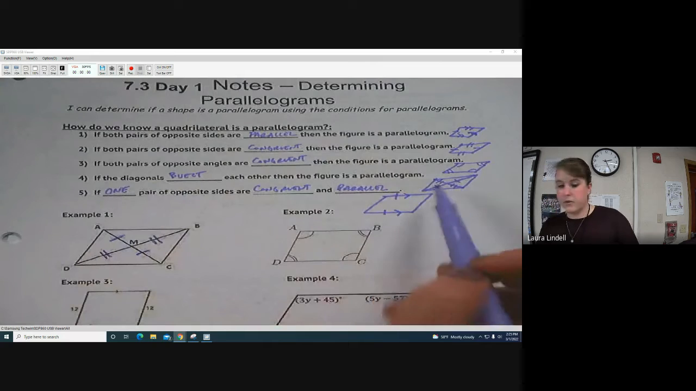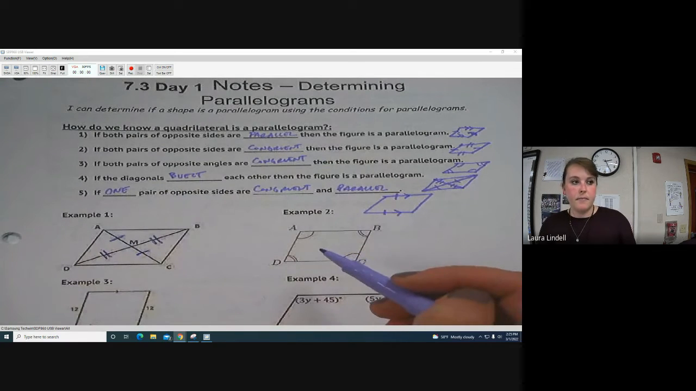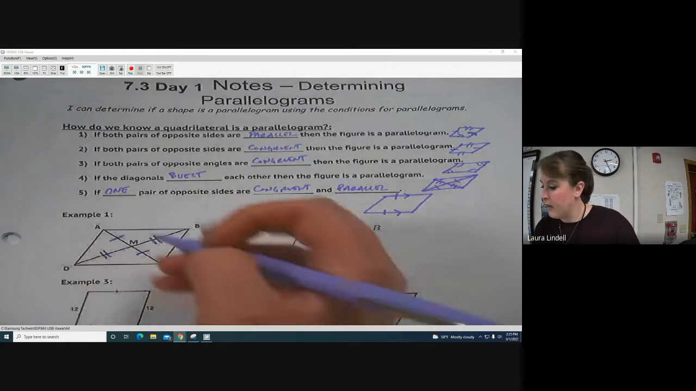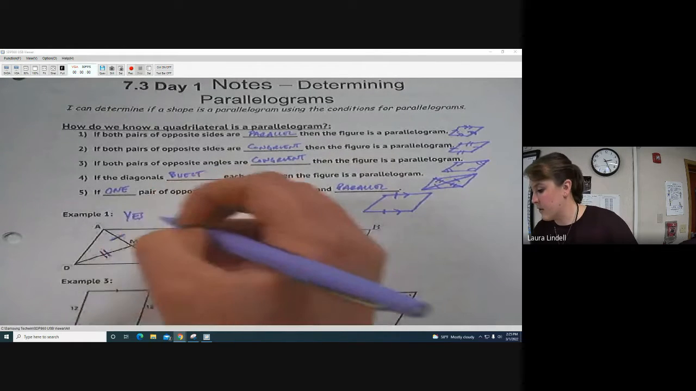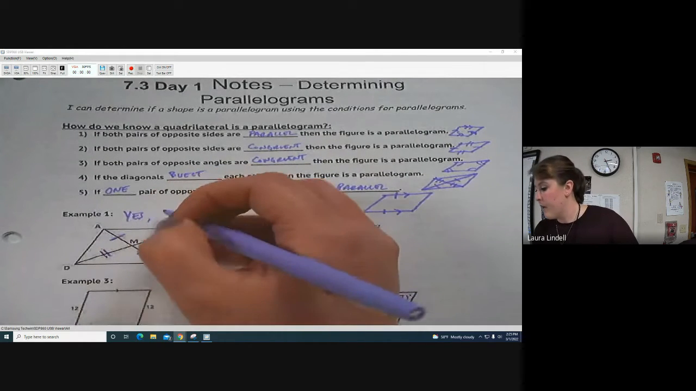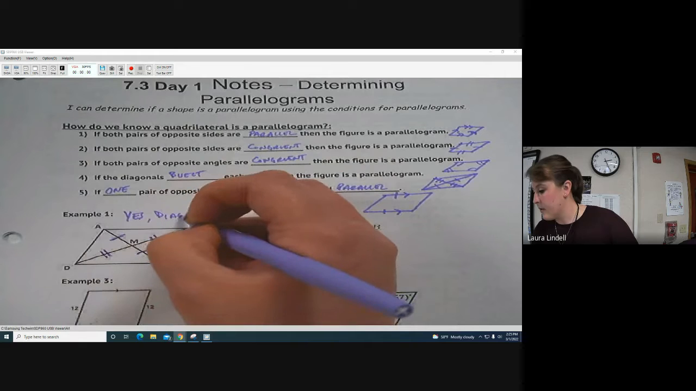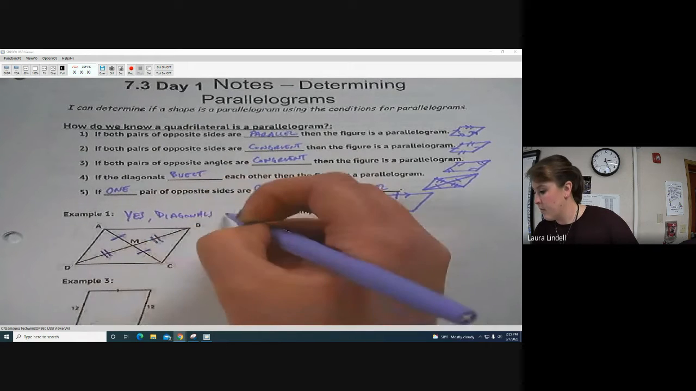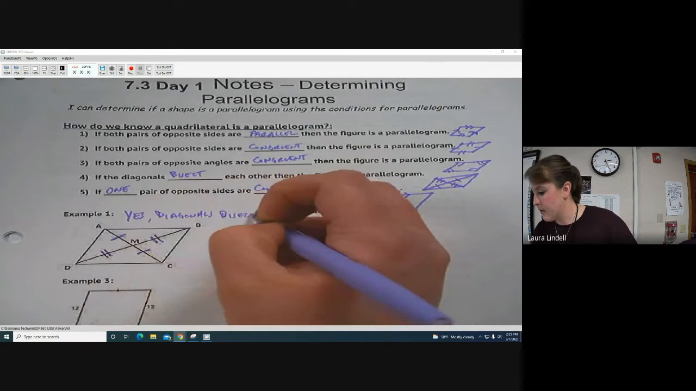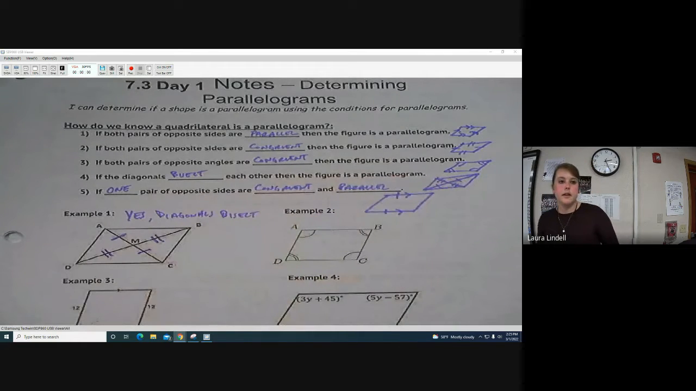It's the same kind of picture that we had there. And so in this case, that is enough to say, yes, this one is a parallelogram because the diagonals bisect. All right. So if you say yes, you have to have some kind of a reason. If you say no, then you might just say like not enough information or something like that.